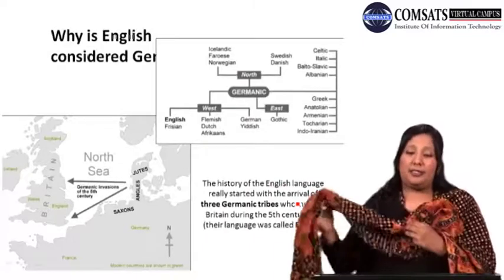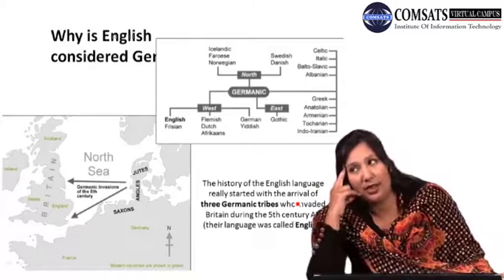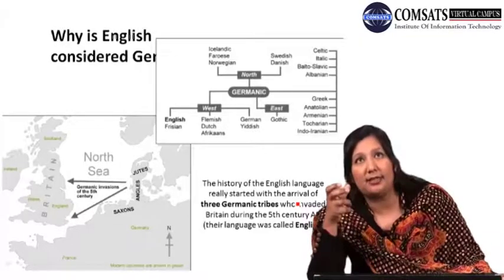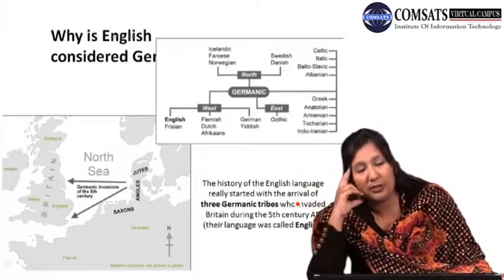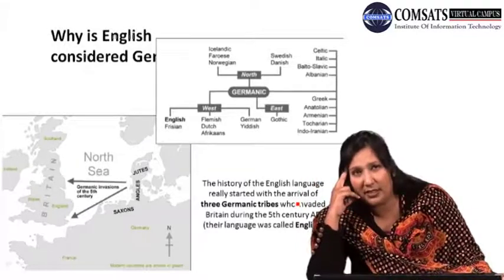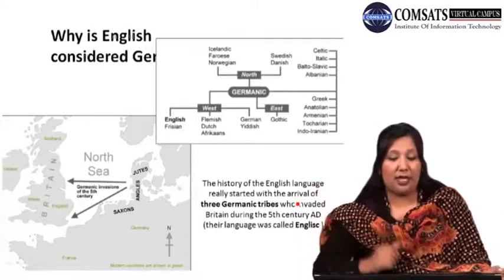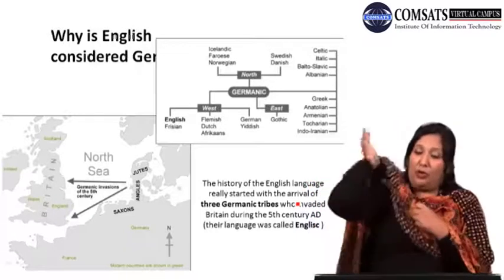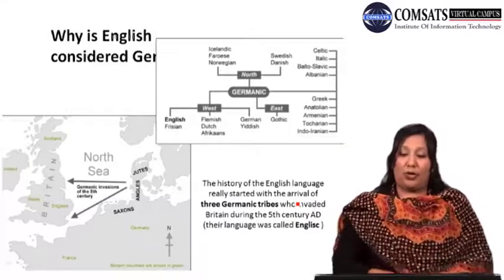Why is English considered Germanic? The next question is, as you know, that English is a descendant, English is coming from that branch of the tree, so there was a question why English is considered as that. The history of the English language really started with the arrival of the 3 Germanic tribes who invaded Britain during the 5th century. Their language was called English.